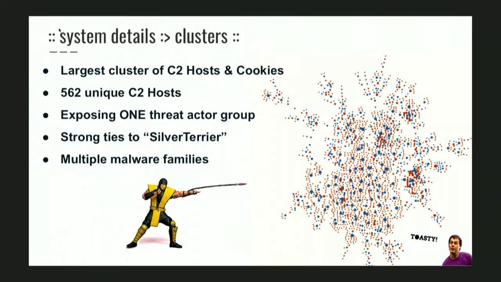So the largest cluster that I pulled out of the data set has some strong overlaps with what Unit 42 is calling Silver Terrier. Silver Terrier is a West African group mainly conducting BEC attacks, but they've been known to utilize multiple malware families, everything from LokiBot to Formbook to Agent Tesla. The list goes on. Pretty much anything that was once advertised in malware communities in the Russian underground and has since leaked, these guys are utilizing it.